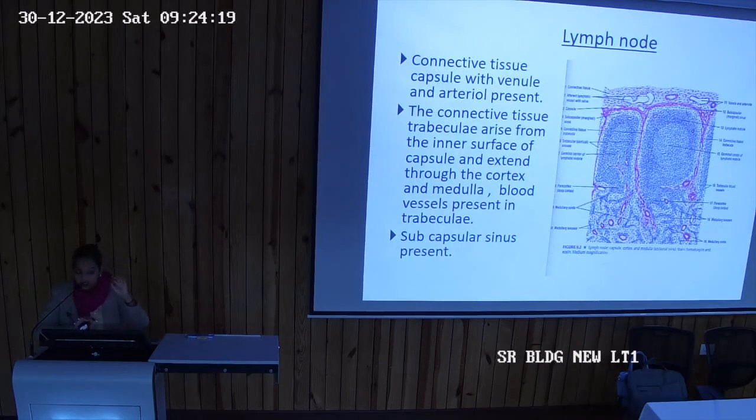The 3 to 4 points we were talking about, what you have to write is that it is enclosed by the capsule. Now this capsule is basically dense connective tissue. This capsule sends septa into the parenchyma in the form of trabeculae. Then the parenchyma is divided into cortex and the medullary part. Cortex part has densely arranged lymphocytes in the circular fashion.